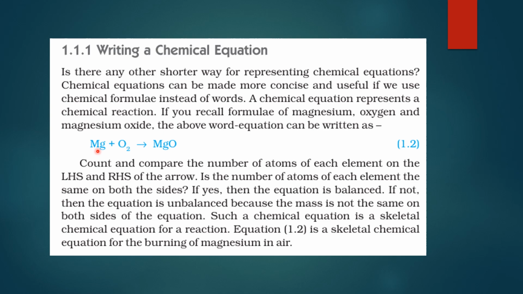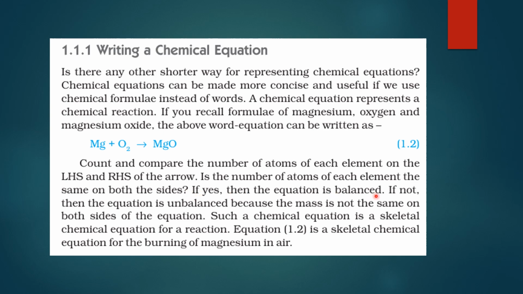So Mg represents magnesium plus O2 represents oxygen here, then the arrow is there, and then magnesium oxide is represented by MgO. If we count and compare the number of atoms of each element on the LHS and RHS of the arrow, what do we find? See, there is one Mg here, one Mg on the right side. There are two O's on the left side and there is a single O on the right side. So is the number of atoms of each element the same on both the sides, if we check, right?